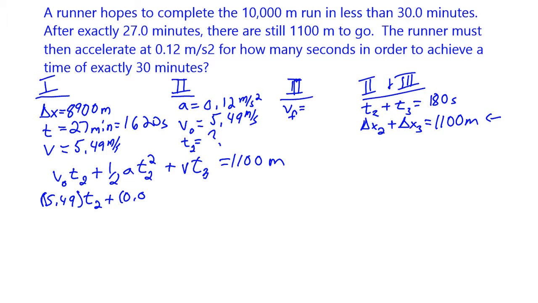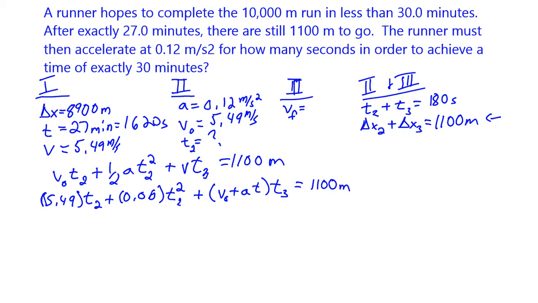Plus, we don't know what this v is, but we can use an equation to find vf. So we know that vf from part 2 is equal to v0 from part 2 plus a times T2. So I'm going to write this out as v0 plus at, and then times T3 equals 1,100 meters.